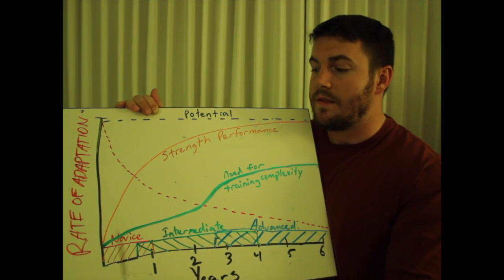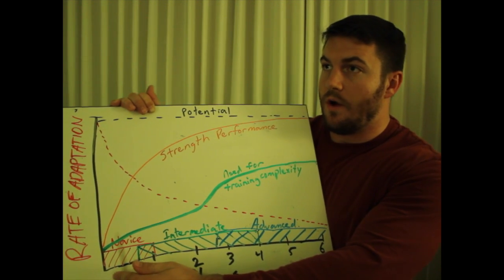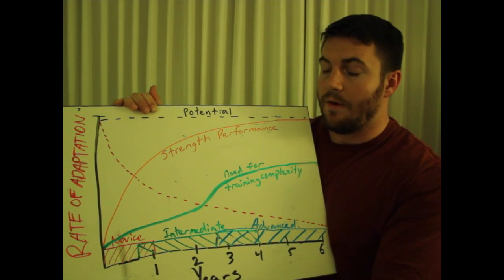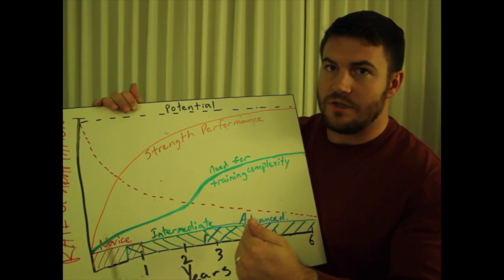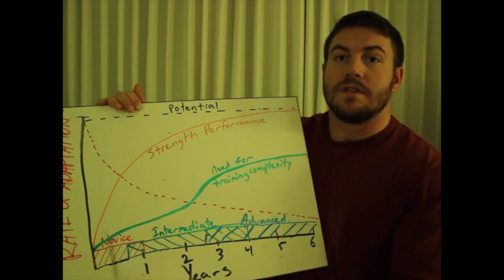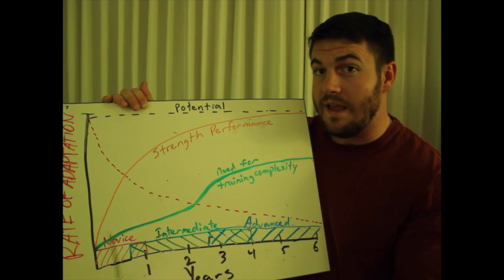Now, this doesn't mean that a novice should train once every 48 hours, an intermediate should train once every 7 days, and an advanced athlete should only train once a month. Obviously, you're going to detrain if you're not doing anything.